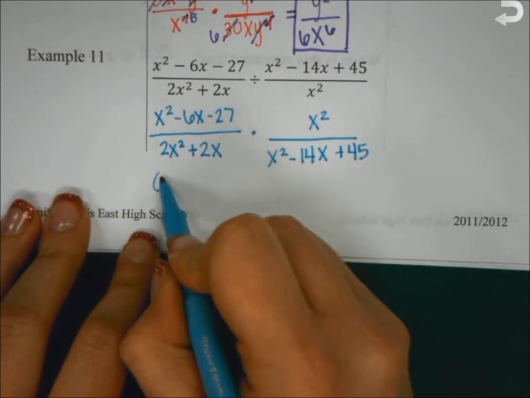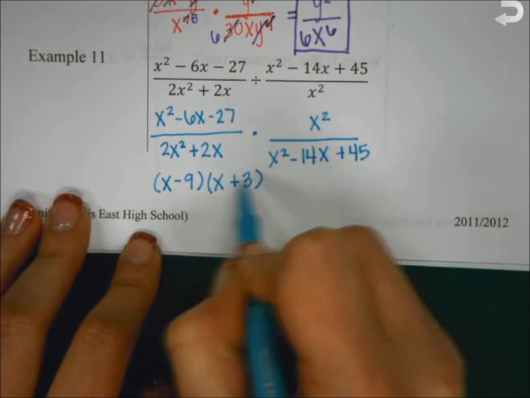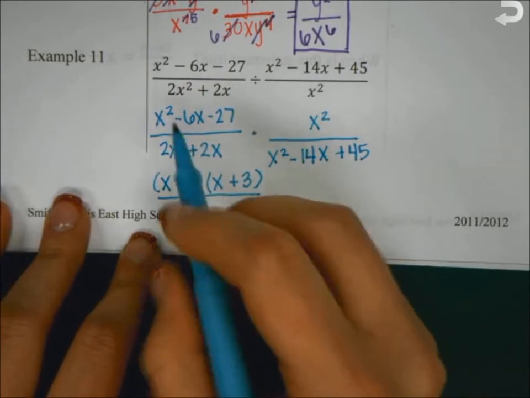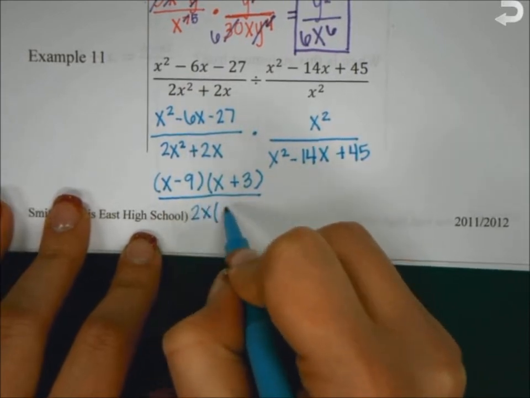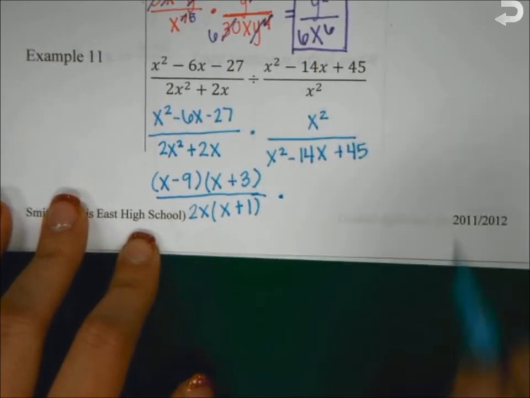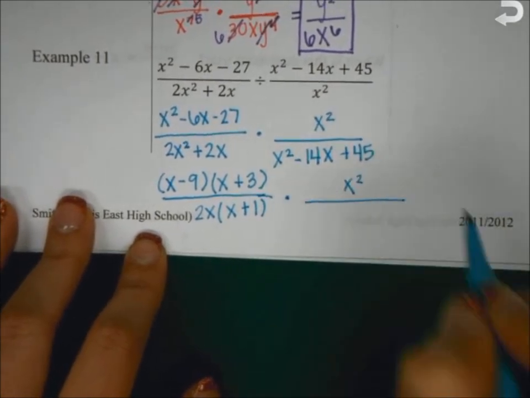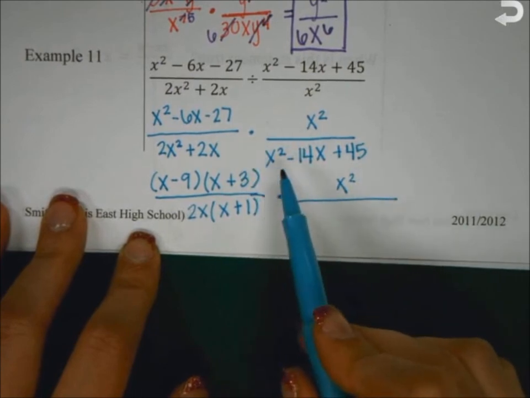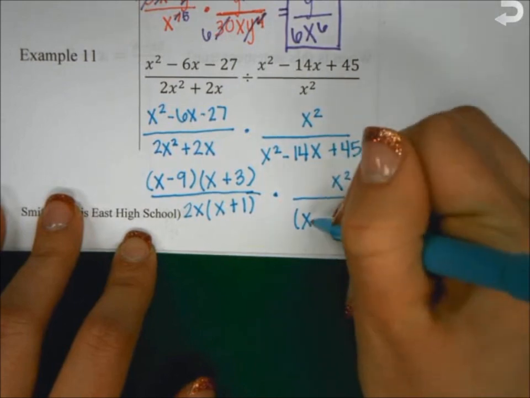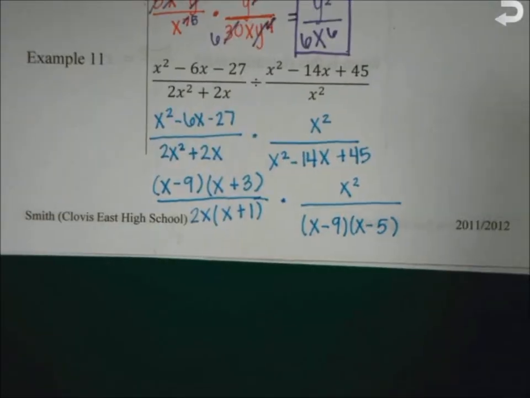All over, how does the denominator factor? 2x times x plus 1. Then x squared doesn't factor, so we're going to leave it. And then does the denominator factor? Yes, it does. It becomes x minus 9 and x minus 5. Okay. Last little bit, we need to cancel anything that we can. I see x minus 9. And I have an x right here and an x squared on top, so that cancels with one of them.